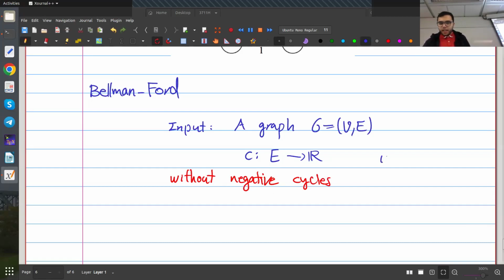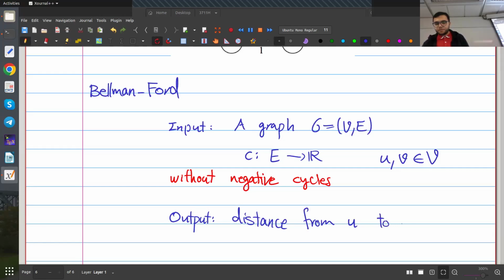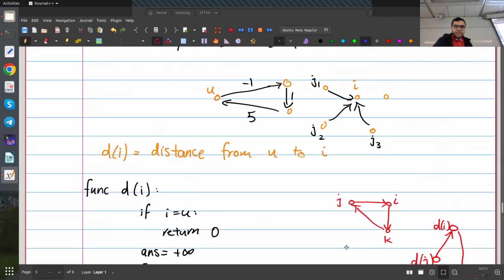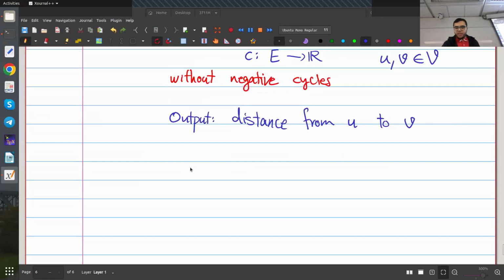And I also have two vertices, u and v. And the output should be the distance or the shortest path from u to v. Okay, so exactly the same problem as before, except that I'm now allowing cycles. So I know that I cannot use the same way of dividing my problem into subproblems. I cannot use the same dynamic programming as before, because now that would create cyclic dependencies between my subproblems. But let me define it in a different way.